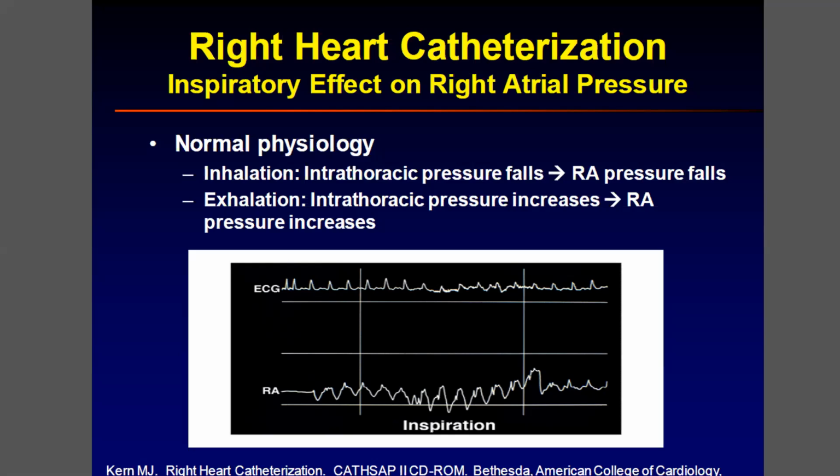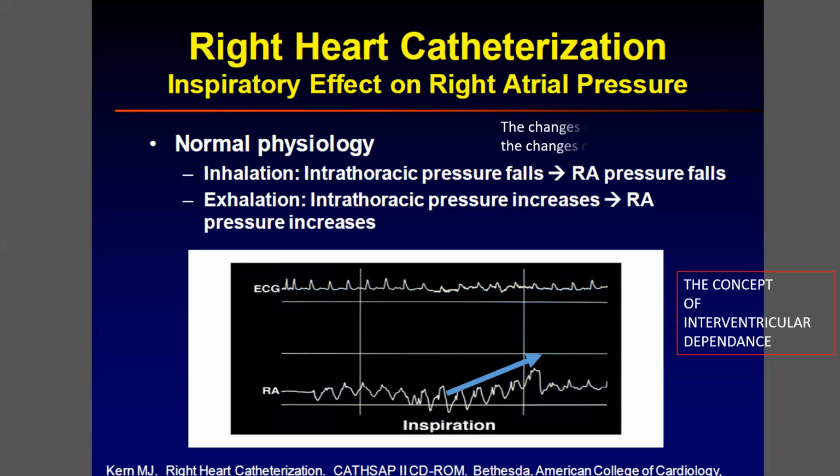Okay, and also the concept of interventricular dependence, meaning that the interventricular septum may play an important part. Because the left ventricle and right ventricle share the interventricular septum, anything that happens to the septum will affect both the left ventricle and also the right ventricle. Okay, so this is the concept of interventricular dependence. In normal people, the change on the right side brings the change on the left side. That's why a right-sided murmur is louder on inspiration and a left-sided murmur is louder on expiration.